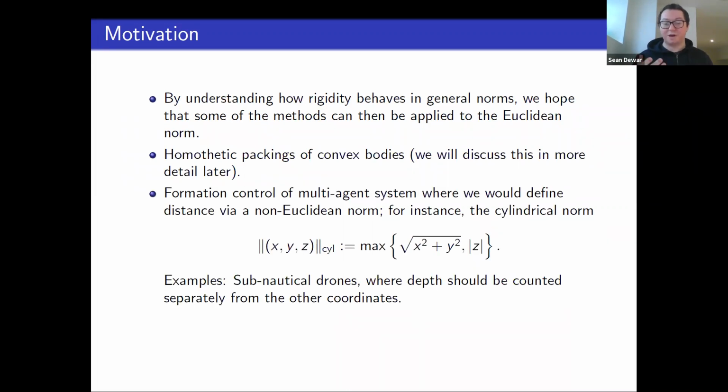Another possibility is formation control. So if you have drones, you want them to follow a certain formation. You want to describe the distances between the drones for this problem. Well, maybe the Euclidean distance isn't best for what you're doing, so maybe a different norm. So the cylinder norm, like I've got here, maybe this is important. Maybe you want to keep the z-axis distance slightly different to the x and y distances. Then non-Euclidean norm space stuff, this is where you want to be.